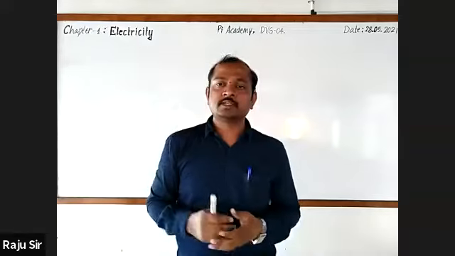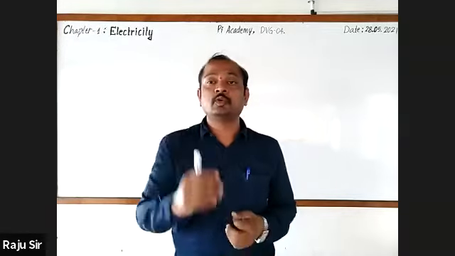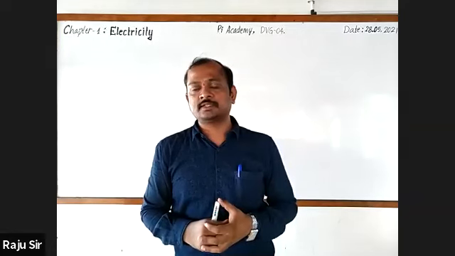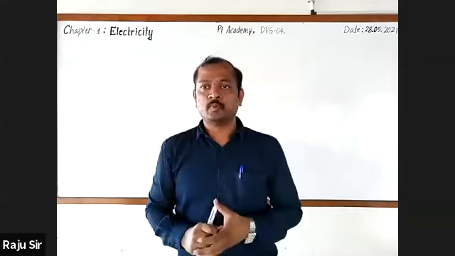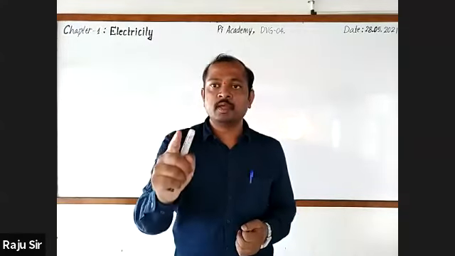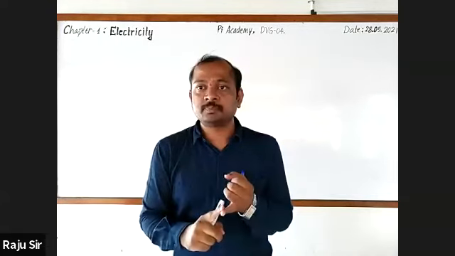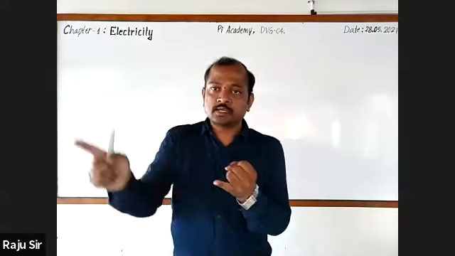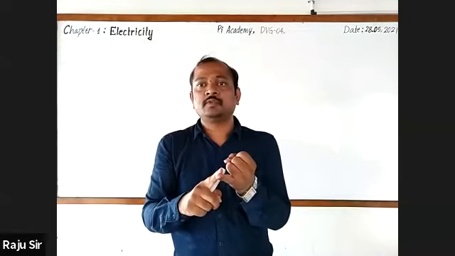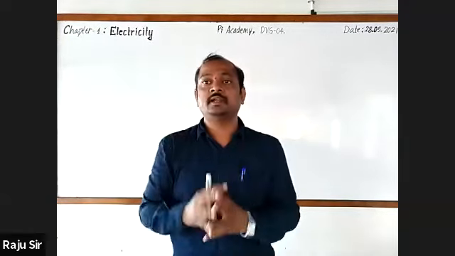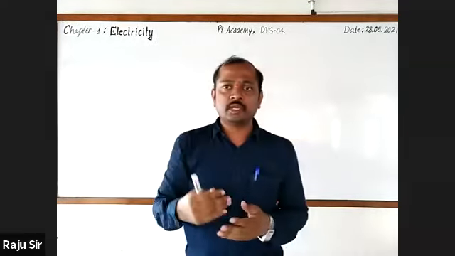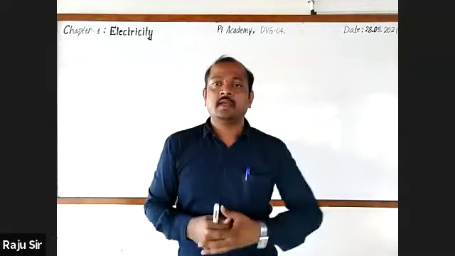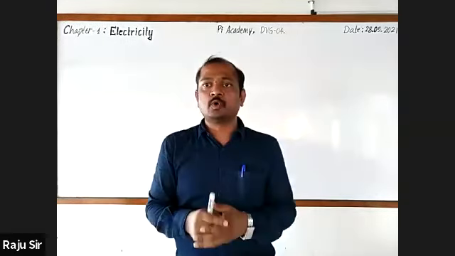Actually, this relationship was first found out by a great German scientist. Do you know who he is? George Simon Ohm. George Simon Ohm has given the relationship between the electric current flowing through the conductor and the potential difference across its ends. To know that relationship, he conducted an activity by making his own circuit.